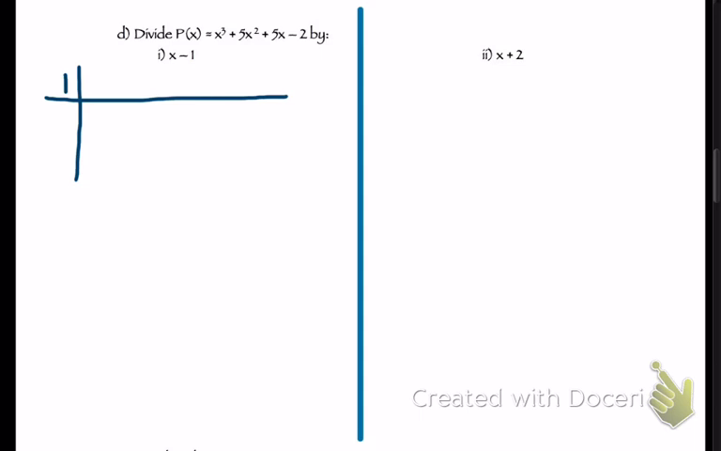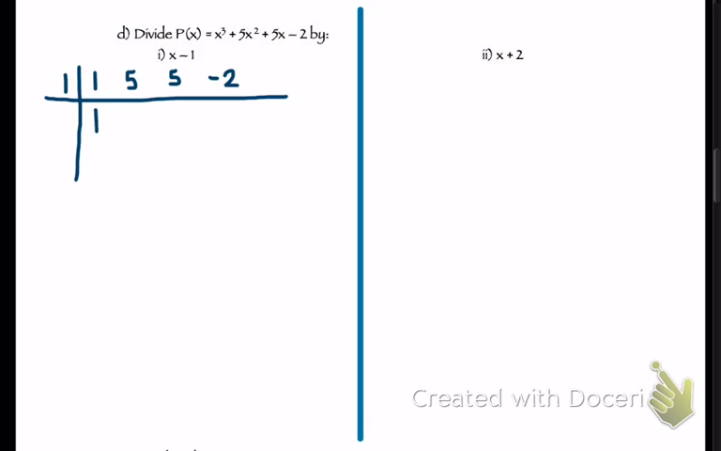Let's take a look at my function. Here it is. Are there any terms missing? Cube, squared, x, constant. Doesn't look like any terms are missing, so it doesn't look like I'm going to have to put any zeros to hold its place. So 1 for the x cubed, 5, 5, and negative 2. Alright, so I know first step is to always bring down that first term.